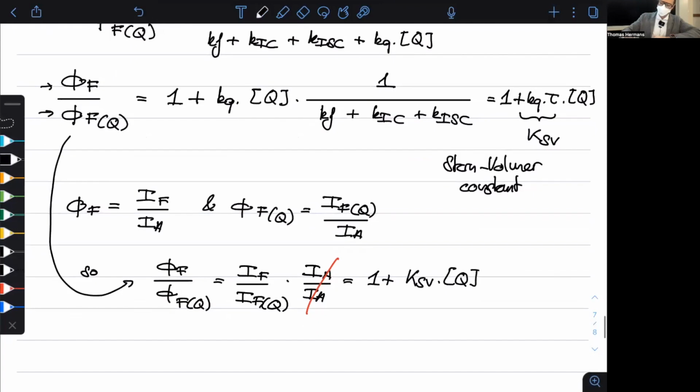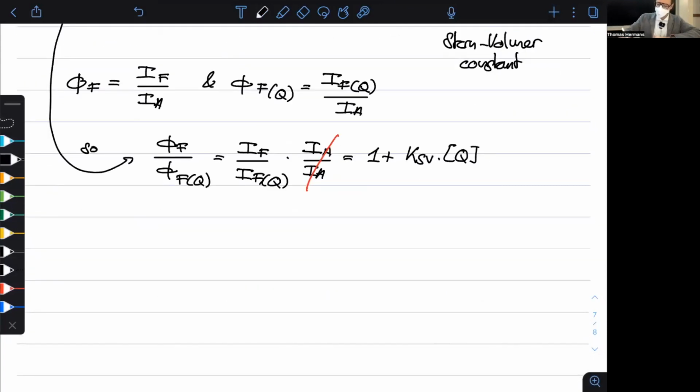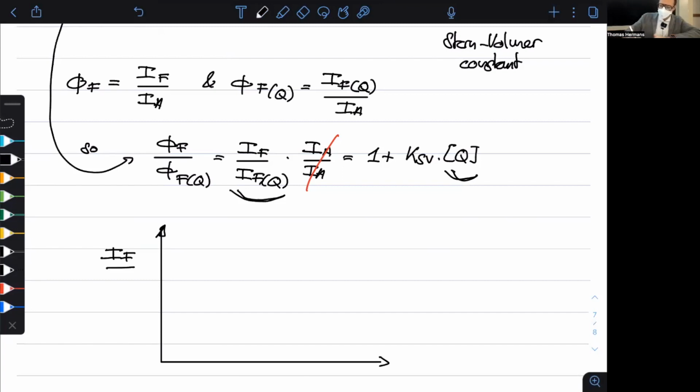Okay. So what we can do experimentally is we can measure this and plot it versus Q. If we make a plot of the intensity of fluorescence over the intensity of fluorescence with the quencher versus quencher concentration, we'll get a straight line in theory. And the slope is the Stern-Volmer constant.